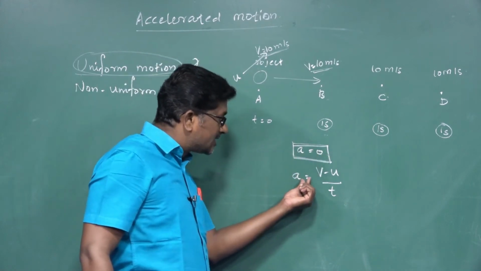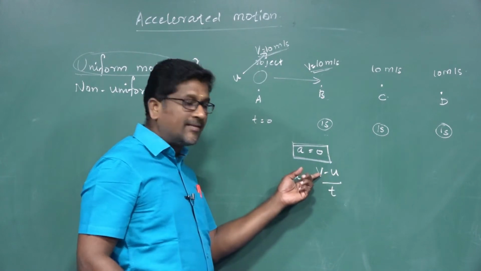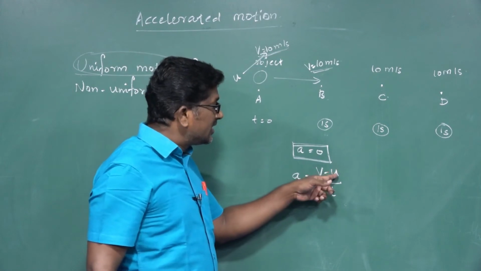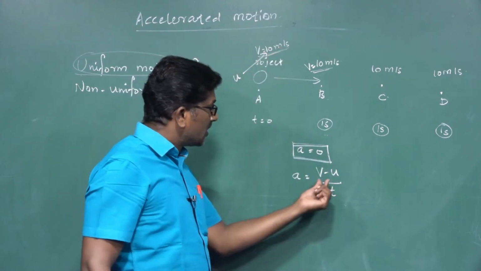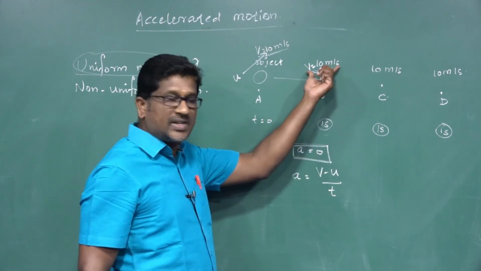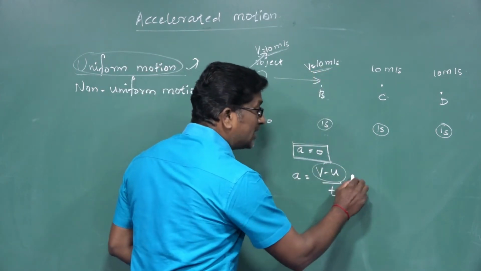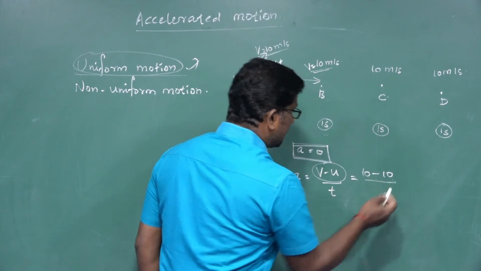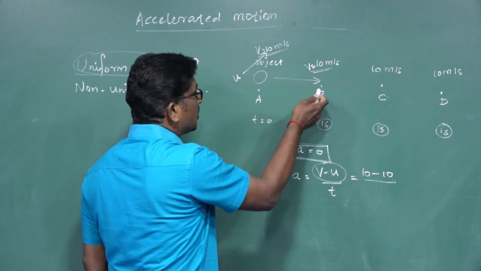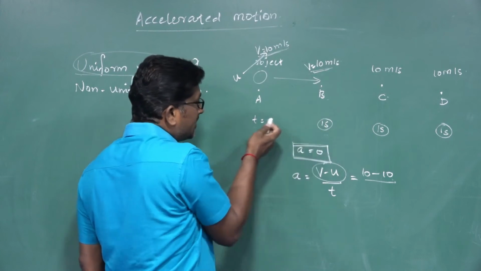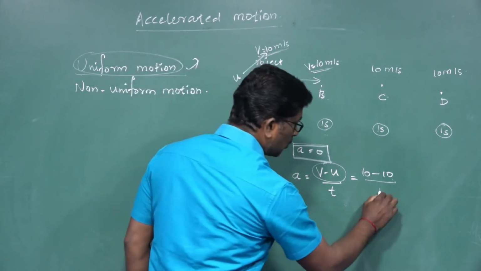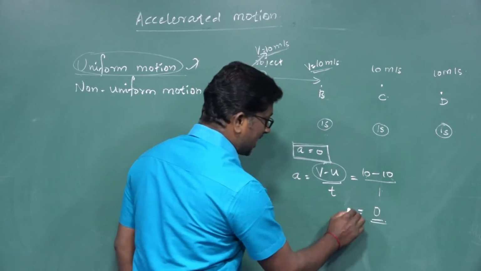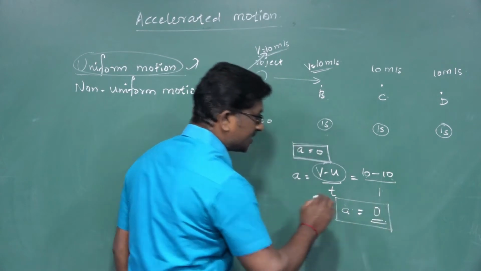Because acceleration a is equal to (v minus u) divided by t, where v is the final velocity, u is the initial velocity, and t is the time interval. Here, the initial velocity is 10 meter per second and the final velocity is 10 meter per second. v minus u is called the change in velocity. So the v value is 10, the u value is 10, and the time interval between the points A and B is 1 second. So 10 minus 10 is 0, and 0 divided by anything is 0. So the acceleration experienced by the particle is 0.